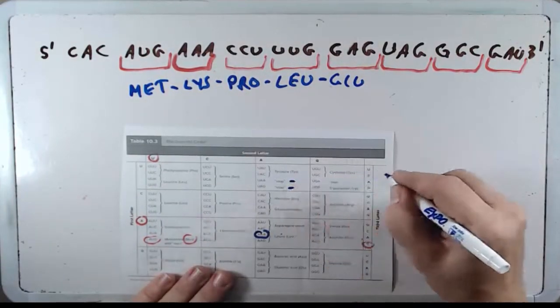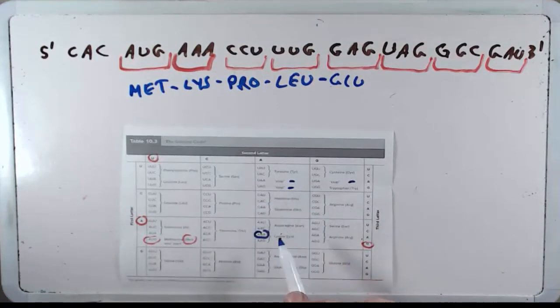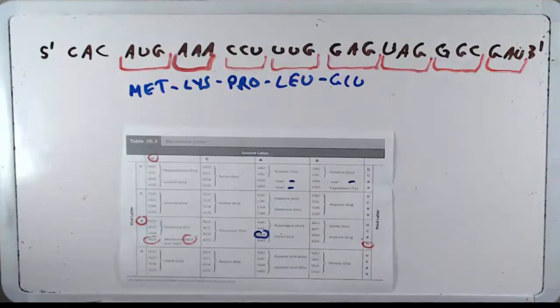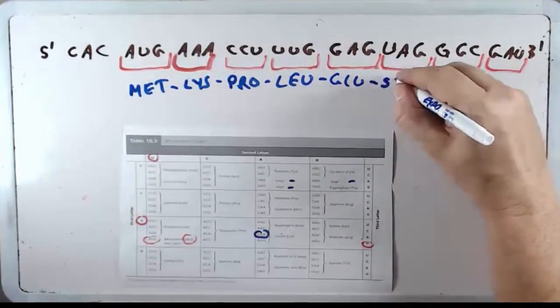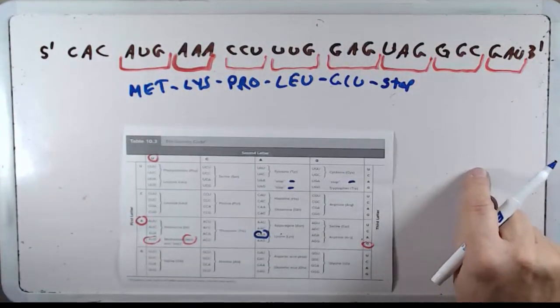This is a stop, that's a stop, that's a stop. Anytime you see a UAA, a UAG, or a UGA, that's a stop. Now, don't write stop here, because stop is not an amino acid. All you do is stop there. So if you write this on an exam, you'll still get most of the points, but you're going to lose some points for writing stop there, so don't do that.